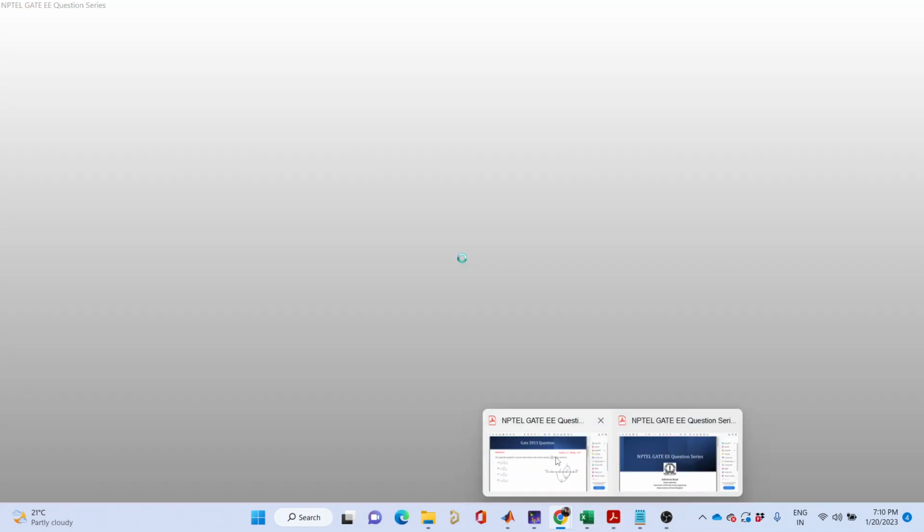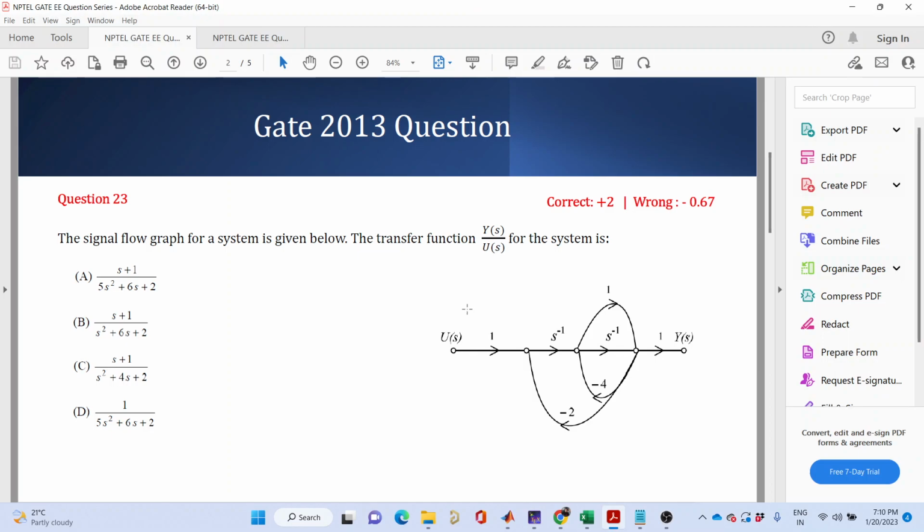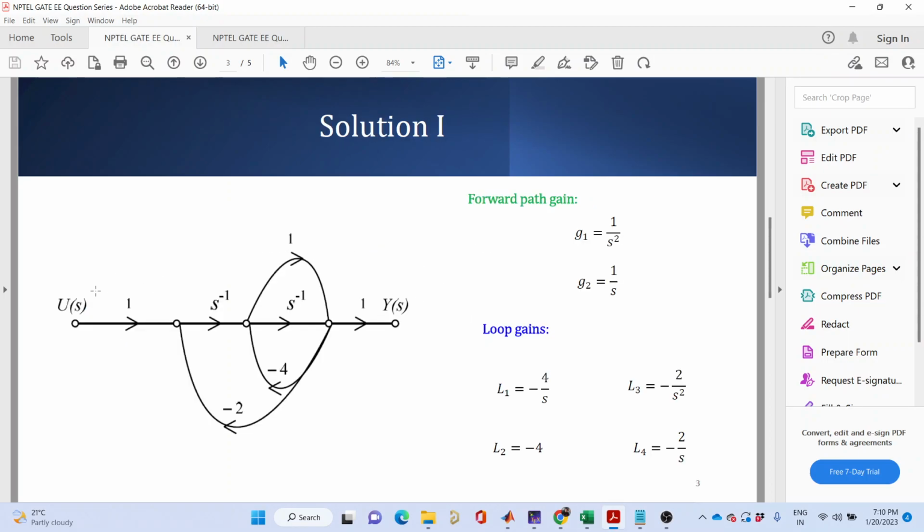Okay, so let us see. This is the standard method which I have told you. First, list down all the forward path gains that you have. So what are the forward paths you have? Look at the flow of the cursor on the screen. One of the forward paths is G1, which is 1 into 1 by s into 1 by s into 1. Correct? So 1 into 1 by s into 1 by s, that is 1 by s square. So G1 equals 1 by s square.